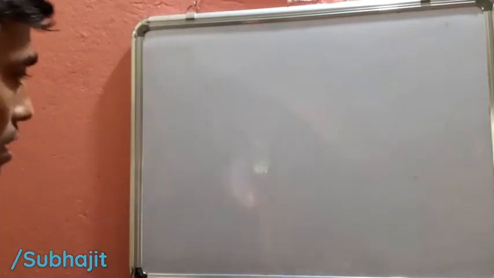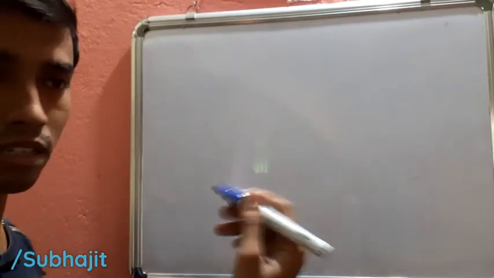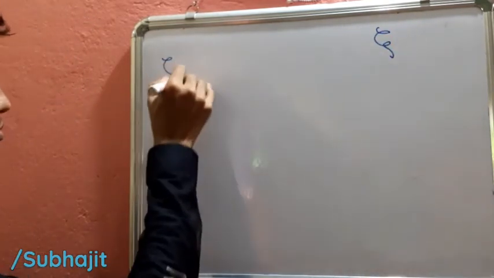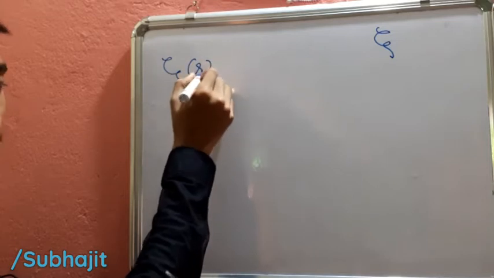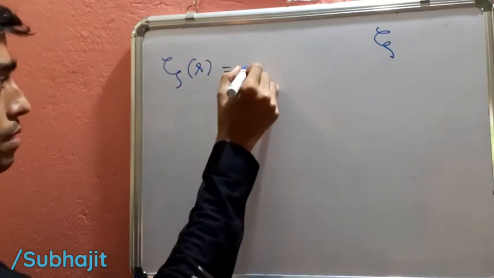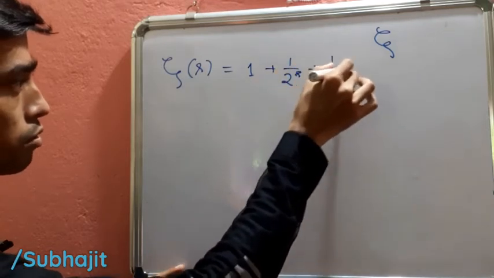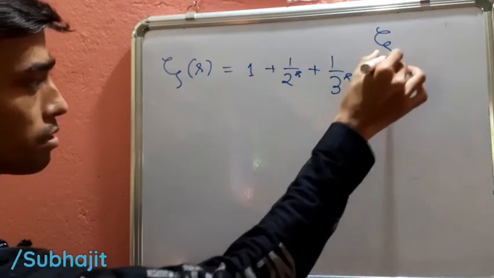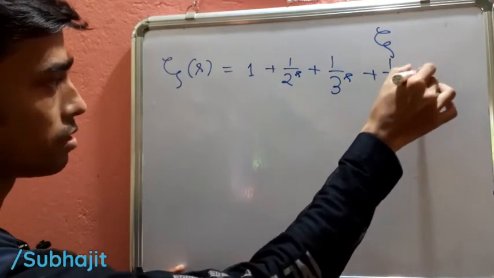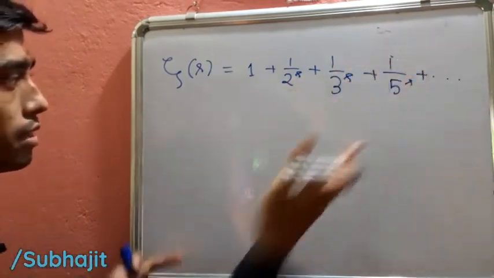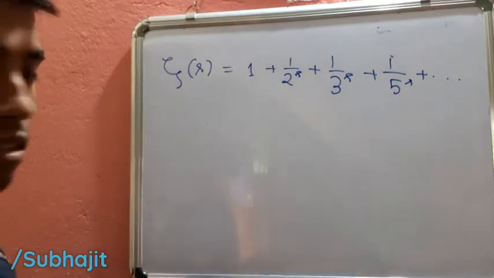This zeta is a Greek letter, which looks like this. So zeta of s, I don't know why it is s. It is defined like this: 1 plus 1 by 2 to the power s plus 1 by 3 to the power s plus, and so on. You can see that this is a pretty simple thing.